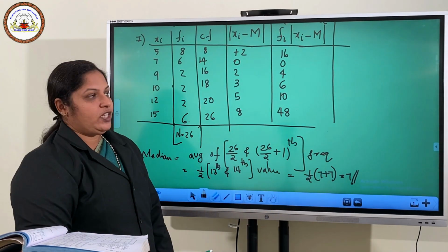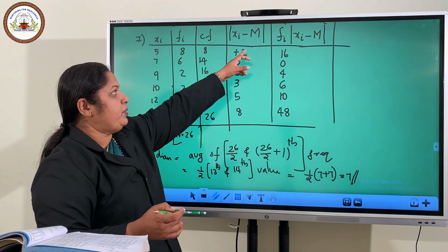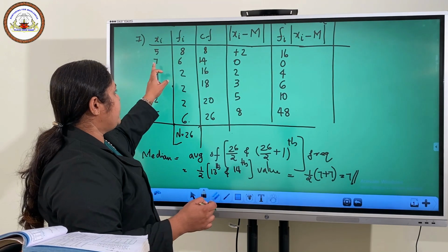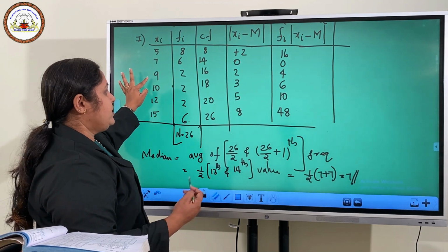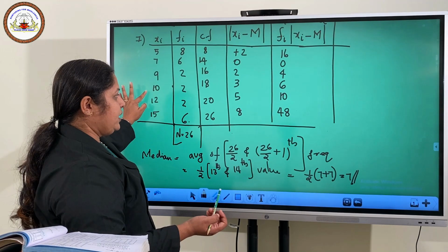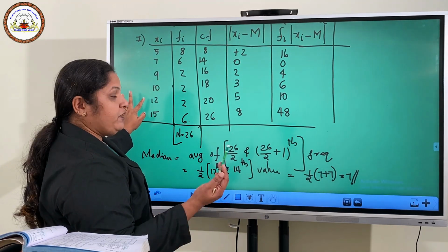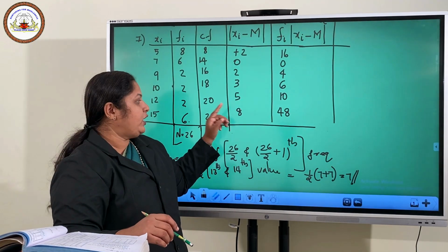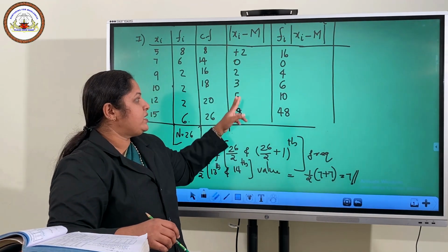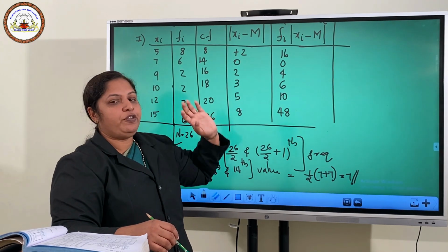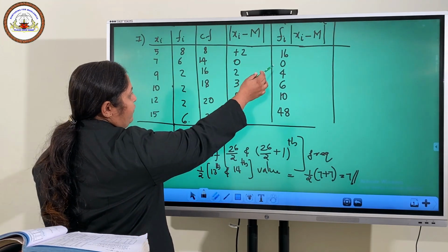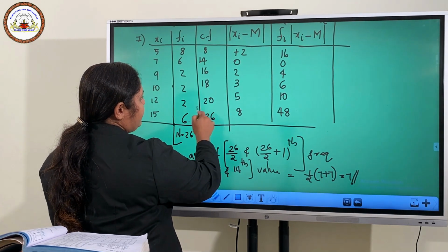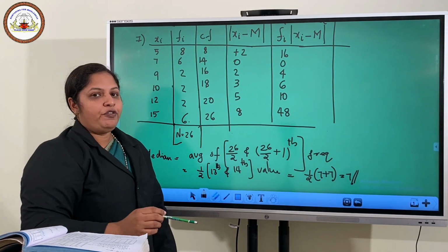Now, to find the mean deviation, the usual procedure: deviation from median, absolute value. 7 minus 5, 2. Then 7 minus 7, 0. 7 minus 9, taking the absolute value, 2. 7 minus 10, 3. 7 minus 12, minus 5, taking the absolute value, 5. Again 7 minus 15, taking the absolute value, 8. Now you have to multiply these absolute values with the corresponding frequencies. That is 2 into 8 gives 16. 6 into 0, 0. 2 into 2, 4. 2 into 3, 6. 2 into 5, 10. And 6 eights are 48.